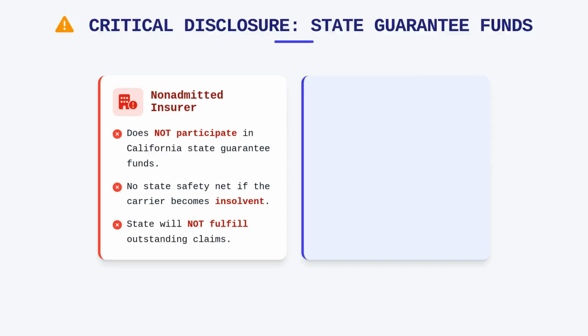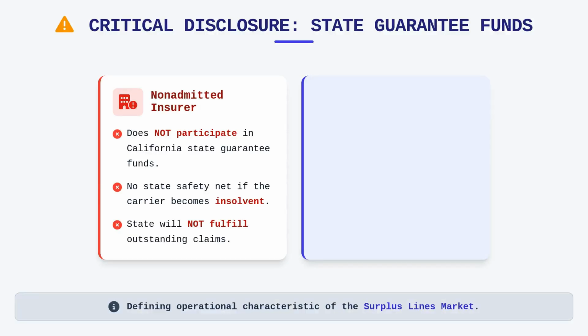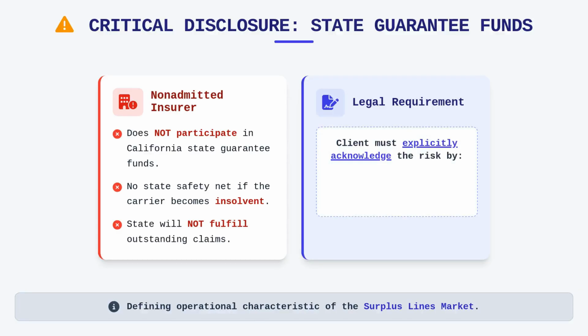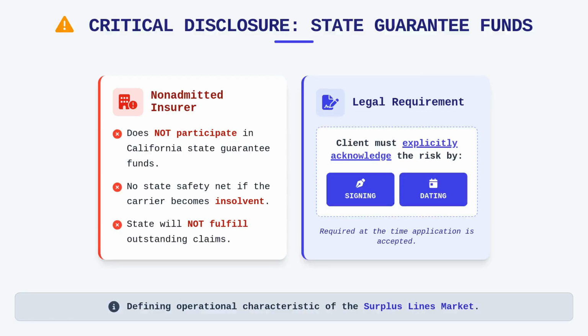This absence of a safety net is the defining operational characteristic of the surplus lines market, and the law demands that the client explicitly acknowledges this risk by signing and dating the form at the time the application is accepted.